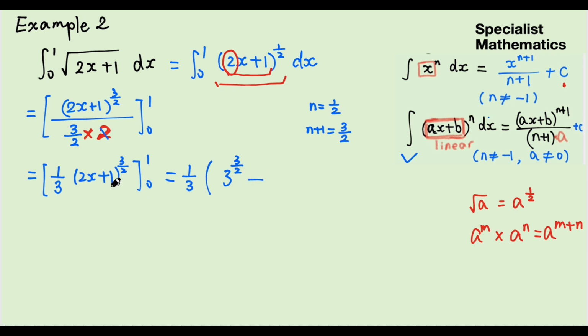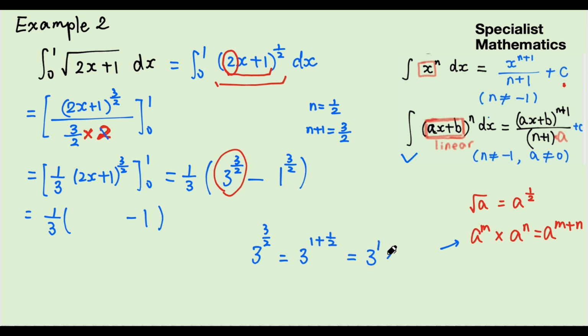Then minus, when we substitute 0, 2 times 0 is 0. We will have 1 to the power 3 over 2. 1 to the power 3 over 2 is just 1. For this value, we are going to simplify by using the index law once again. So 3 to the power 3 over 2 is equal to 3 to the power 1 plus a half. It's 3 to the power 1 times 3 to the power a half, simplified to 3 times root 3. Therefore, we will have 3 times root 3.